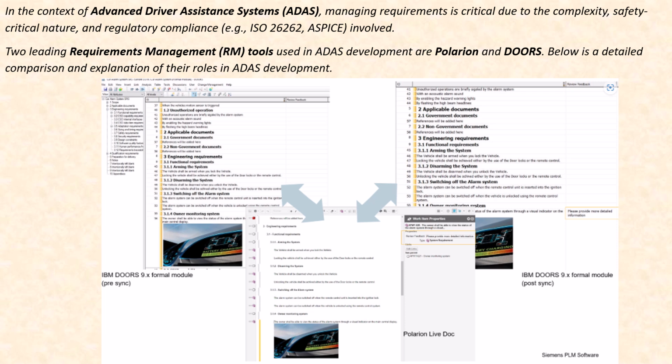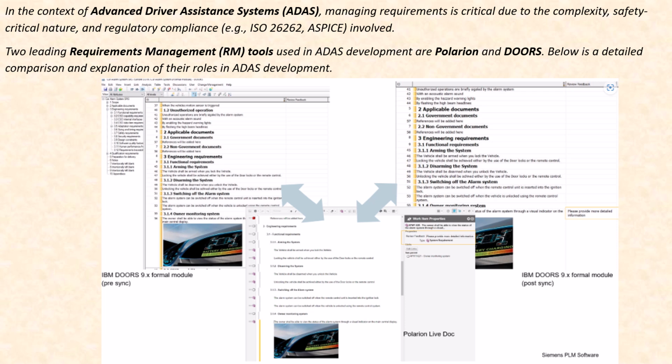In the context of ADAS, managing requirements is very critical due to complexity, safety critical nature, and regulatory compliance. By now, you must have got a reasonable picture how complex developing an ADAS system is. Developing ADAS functionality is critical due to complexity, safety regulations, and the various working conditions of the ADAS functionalities. So to procure and manage the requirements, majorly two tools are used. One is Polarian and the other is Doors.